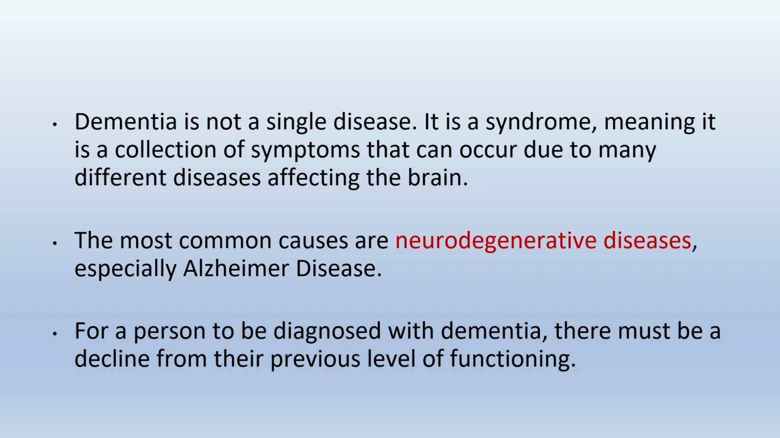It's not a single disease, it's a syndrome, meaning it's a collection of symptoms that can occur due to many different diseases affecting the brain. The common causes are neurodegenerative diseases, especially Alzheimer's disease. For a person to be diagnosed with dementia, there must be a decline from their previous level of functioning.